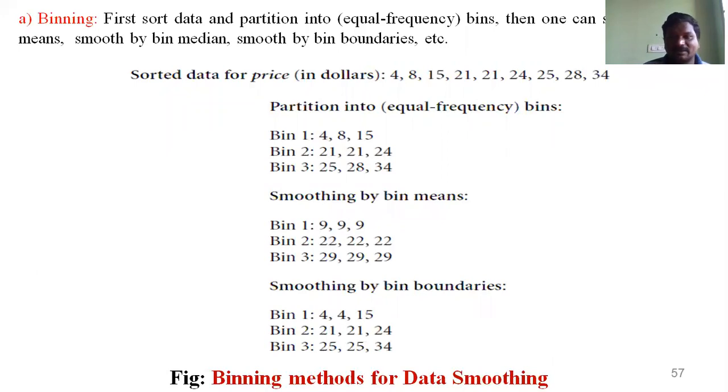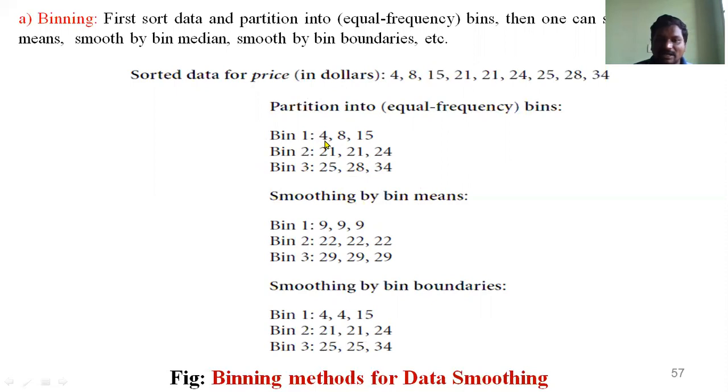Here the binning method appears like this. You have sorted data for the price in dollars: 4, 8, 15, 21, 21, 24, and so on. Here you partition into equal frequency bins. You are partitioning the data like this: 4, 8, 15, 21, 21, 24, 25, 28, 34. Based on equal frequency, you are partitioning into three bins. Smoothing means reducing the noise. Smoothing by bin means.